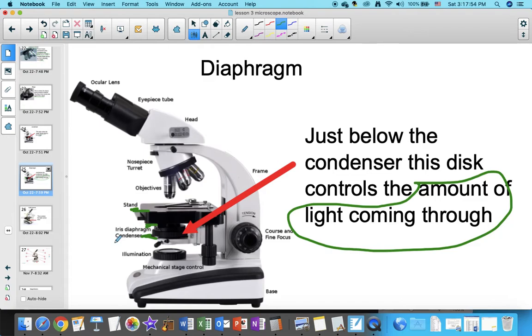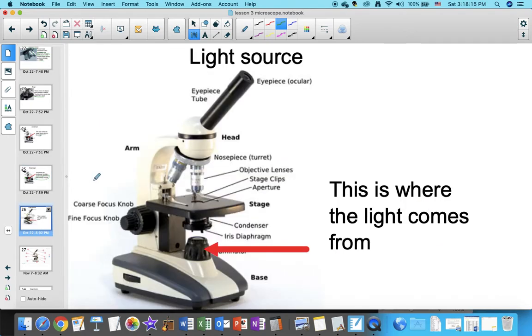And the opposite is true. If you're in a dark room, well, your iris in your eye will make your pupils larger, right? So you can collect more light, so you can see more things. Well, the same with the diaphragm. If you turn the diaphragm so the hole is larger, more light gets through, and so you can see more in a dark image. And then we have the light source. Naturally, this is where the light comes from.